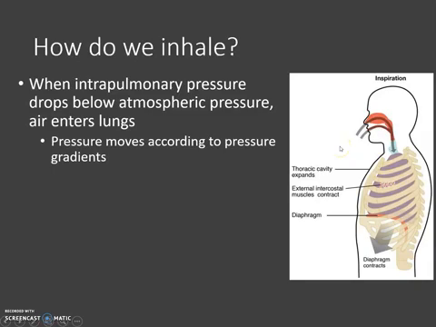And air moves along your pressure gradient. So air is going to move from an area where there is higher pressure to an area where there is lower pressure. So when the pressure inside the lungs, so the intrapulmonary pressure, drops below atmospheric pressure, air is going to move into the lungs. So remember that the atmosphere is not pushing air into your lungs. Instead, your lungs are increasing in volume and decreasing in pressure, and then sucking that air into the lungs. So the air is going to move into the lungs when intrapulmonary pressure is less than atmospheric pressure, which is the pressure out here.